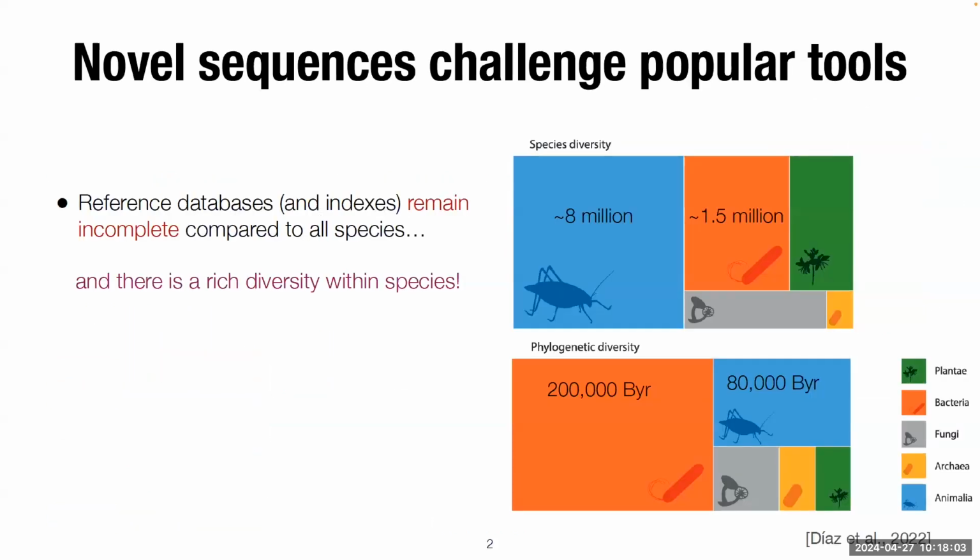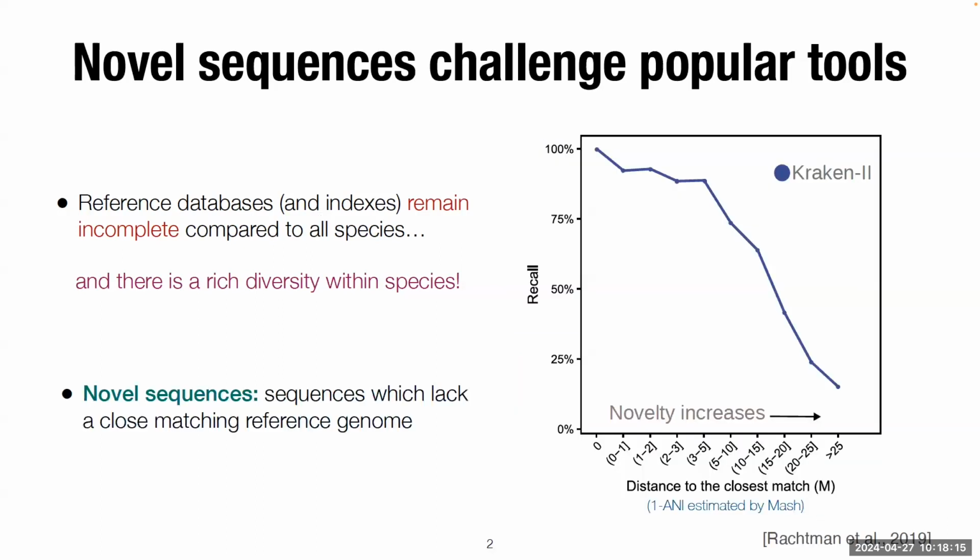But this is not an easy task because our databases are quite incomplete. We have millions of species. Even within each species, we have a huge biodiversity. So our databases will remain incomplete. And when you have incomplete databases, you will encounter novel sequences that lack a close reference genome in our databases. So we have an example here, Kraken2, which is maybe the most popular tool out there, and its recall drops quite fast when novelty increases. And we quantify novelty here by the distance to the closest reference genome.